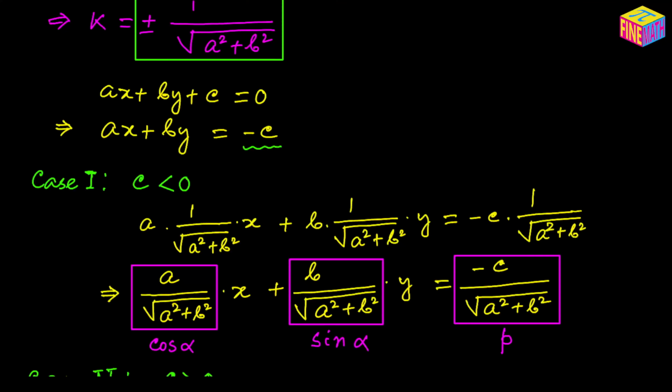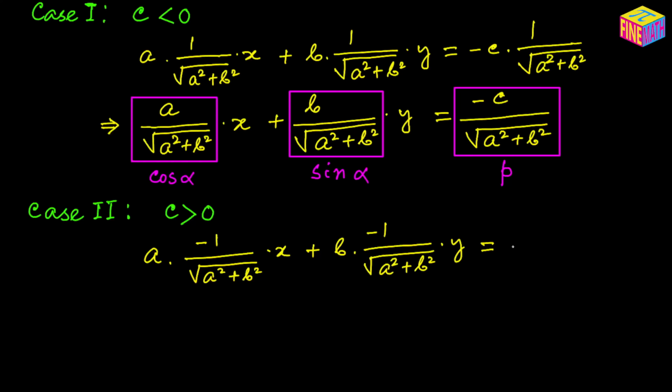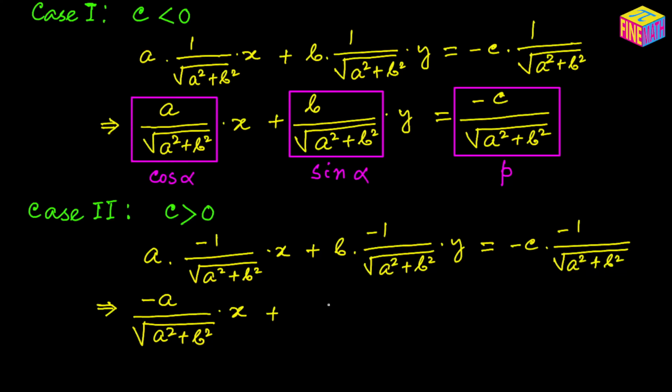So now we are going to use the negative value of k, and then we can say that our equation is going to look like this: a times negative 1 over square root of a squared plus b squared times x plus b times negative 1 over square root of a squared plus b squared times y is equal to negative c times negative 1 over square root of a squared plus b squared. And if we simplify this a little bit, we can write it as negative a over square root of a squared plus b squared times x plus negative b over square root of a squared plus b squared times y is equal to positive c over square root of a squared plus b squared.